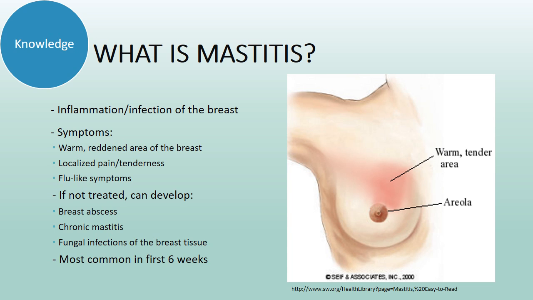So what do we know about mastitis? Mastitis is the inflammation and infection of breast tissue. Symptoms include a warm reddened area to the breast, localized pain or tenderness to the breast, and flu-like symptoms such as malaise, fever, and headache. If mastitis is not treated, the woman may develop a breast abscess, chronic mastitis, or fungal infections to the breast tissue. Although mastitis can occur at any time during breastfeeding, it is most commonly seen within the first 6 weeks.